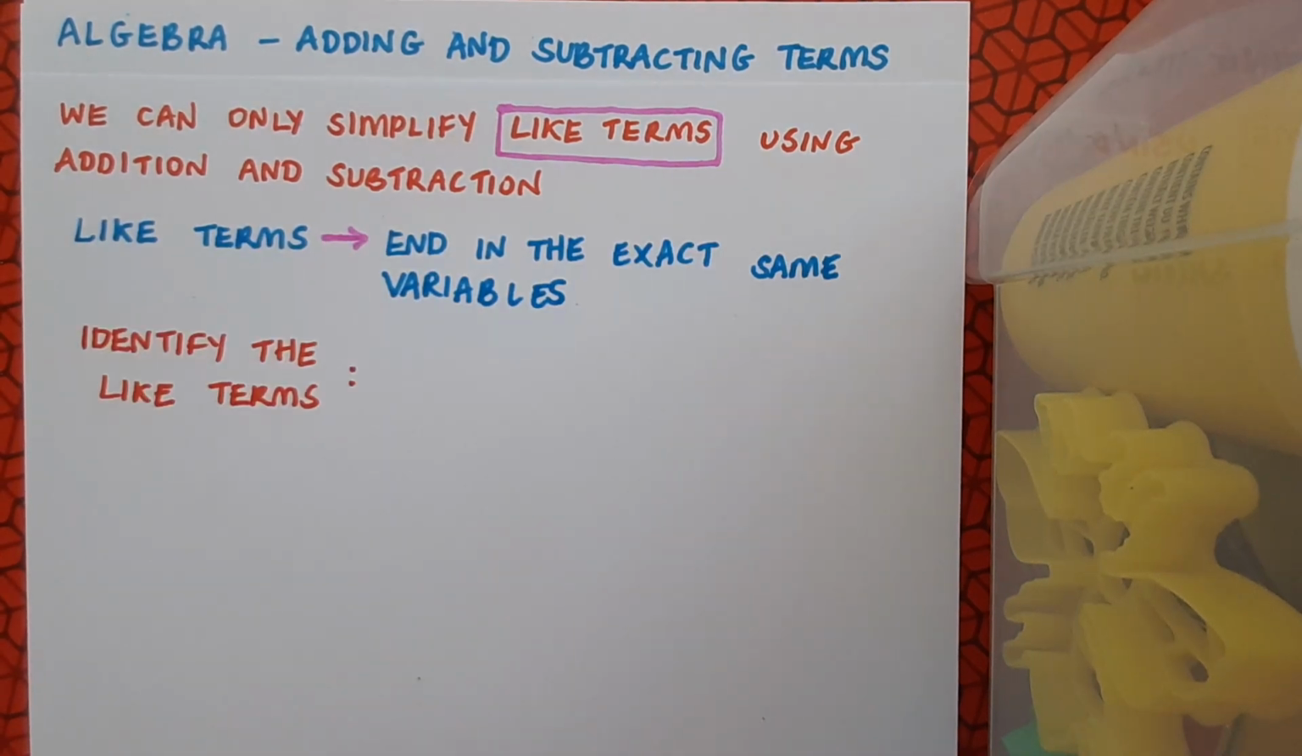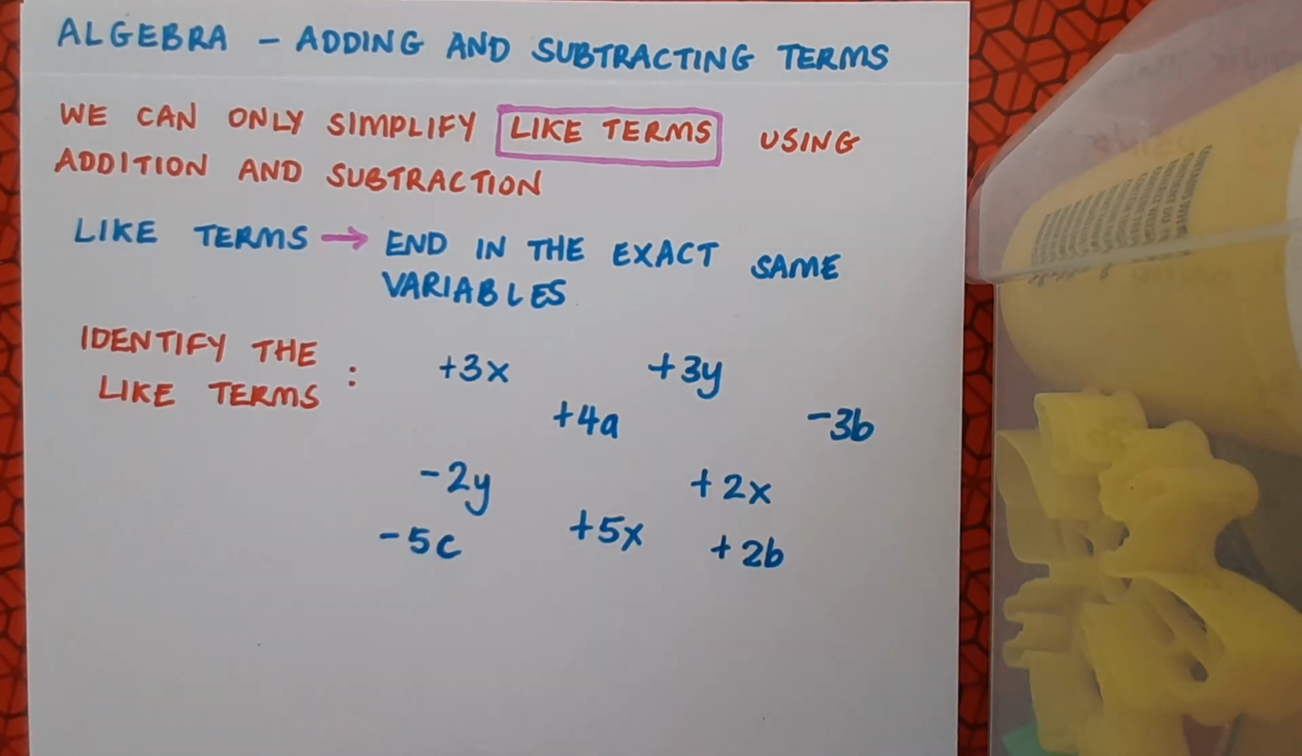And before we go to do any adding and subtracting, we're going to have a look at identifying some like terms. So here I have a jumble of terms and I want to just pick out which ones are like terms. Okay, so I'm going to just give you a moment. I want you to pause the video and see if you can pick out which terms are like terms, which ones end in the exact same variables.